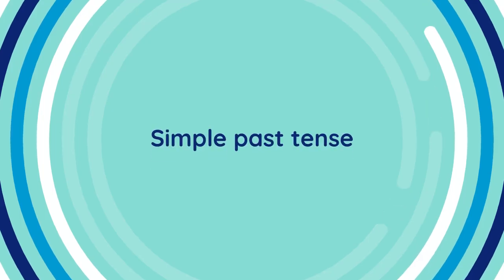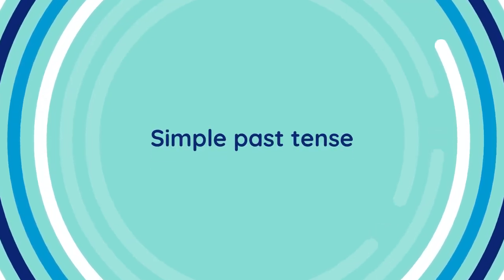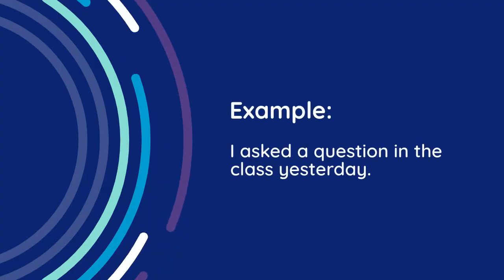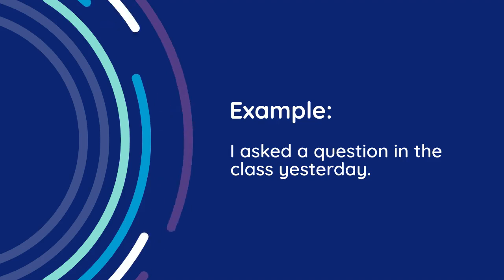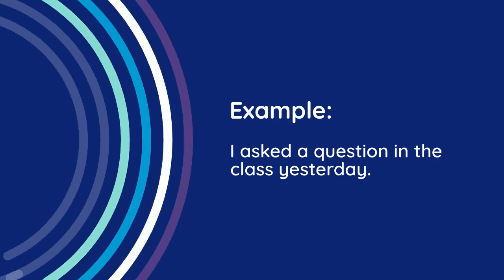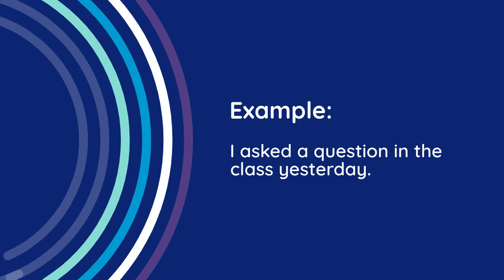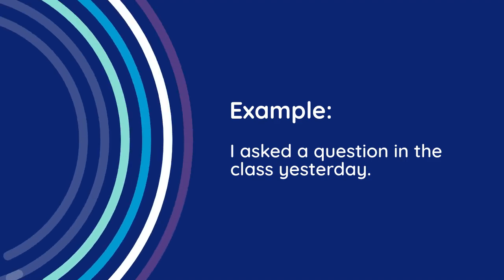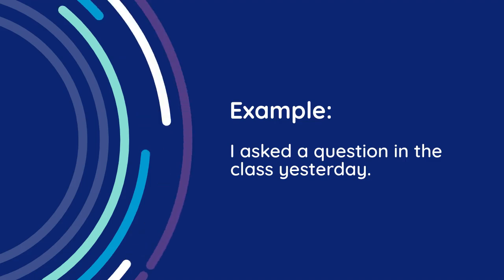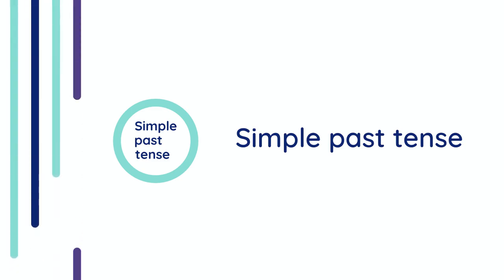Another form of tense is the simple past tense. Now, the simple past tense indicates an action in the past. An example is, I asked a question in the class yesterday. Okay, please note, there is no fixed form for how irregular verbs form their past tense. But when it comes to regular verbs, we add ed to the base word. For instance, the base word there is ask. To form the past tense, we add ed, turning it to asked.